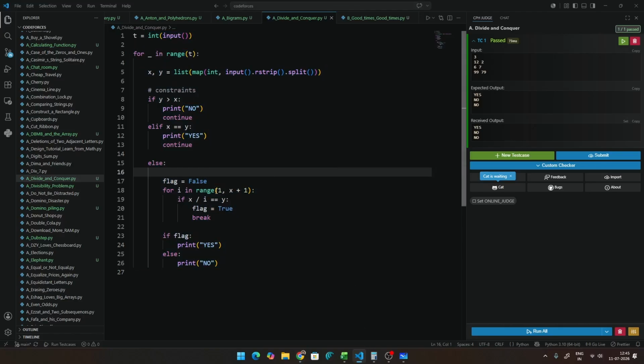And I have a question for you as well. Try to change this 1 into 2 and then try to see what happens.